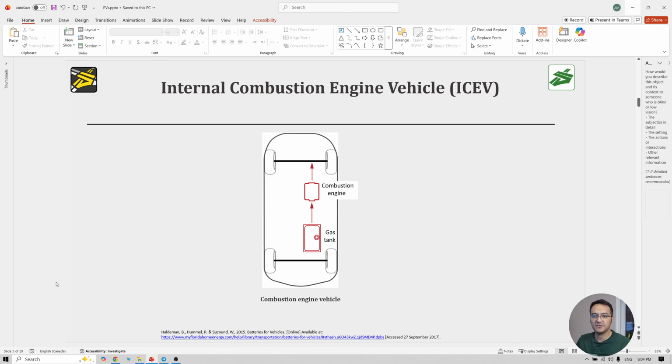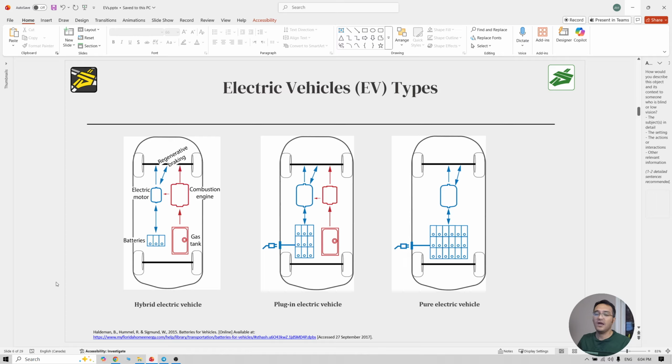So let's talk about internal combustion engine vehicle, ICEV, which, as you can see, is a very straightforward figure here. We have a gas tank and then we have a combustion engine. Normally what we can see on the streets as of 2025 is this type of cars right now. We also have a lot of electric vehicles, and there are three main types.